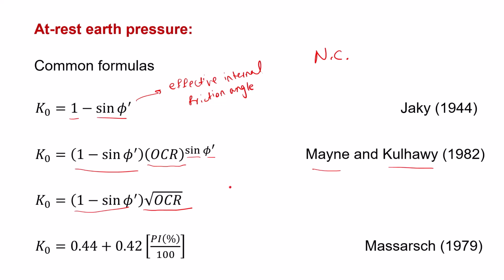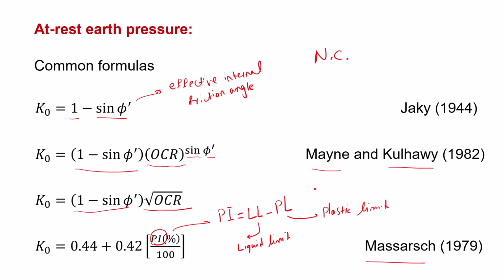Another useful formula, particularly for cohesive soils, was proposed by Massarsch in 1979. This approach involves the plasticity index, PI, and as you know, PI is LL minus PL. LL is the liquid limit of the soil and PL is the plastic limit. Since PI is only defined for cohesive soils, Massarsch's method is applicable to these soil types.